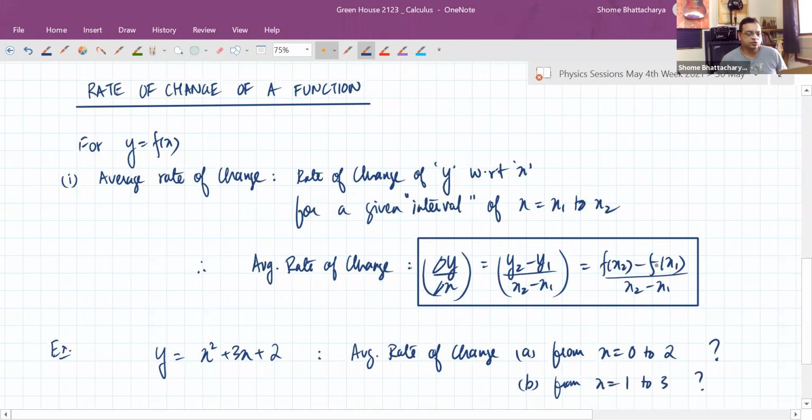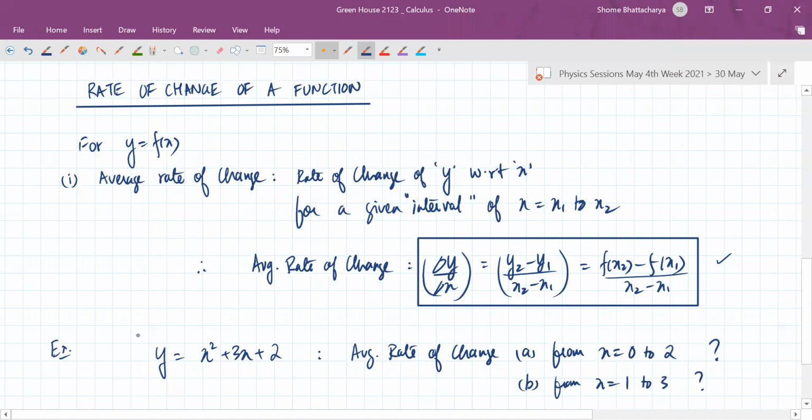So all we have to do is plug in the function x squared plus 3x plus 2 in this particular formula here. For the first case, we substitute x1 as 0 and x2 as 2. For the second case, we substitute x1 as 1 and x2 as 3. Okay. So just work out this question quickly.